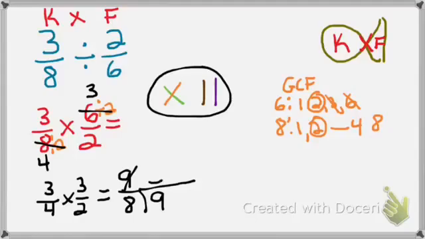8 goes into 9 one time. 1 times 8 is 8. 9 minus 8 is 1. 1 is less than 8. There's nothing to bring down. Write that as remainder. I have 1 and 1/8.